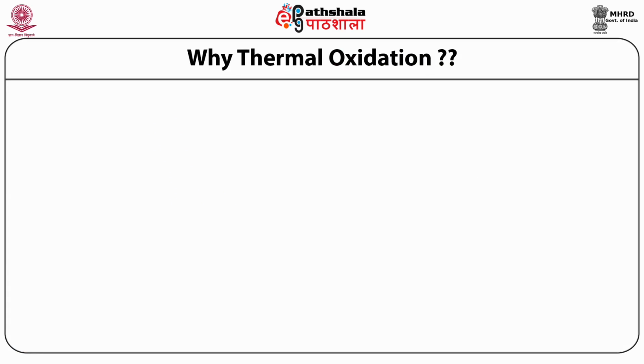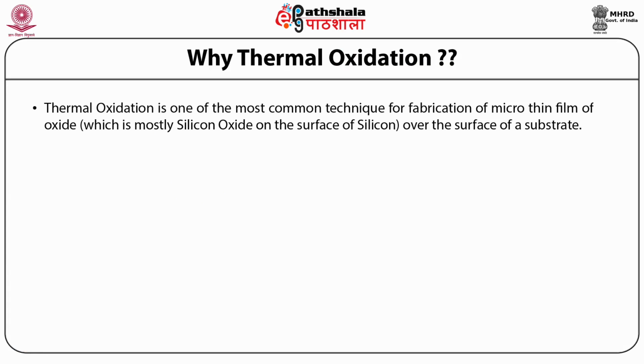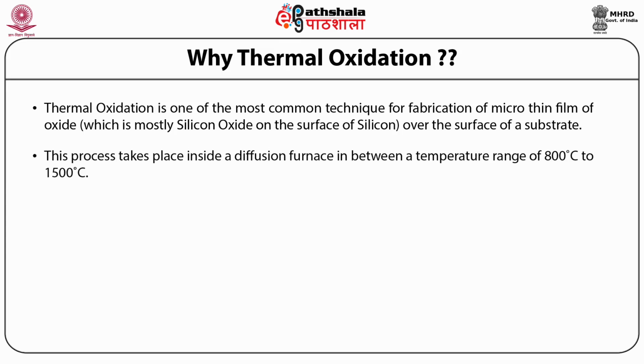Why thermal oxidation? Thermal oxidation is one of the most common techniques for the fabrication of a micro-thin film of oxide, which is mostly silicon oxide, on the surface of silicon over the surface of a substrate. This process takes place inside a diffusion furnace in a temperature range of 800 to 1500 degrees Celsius.